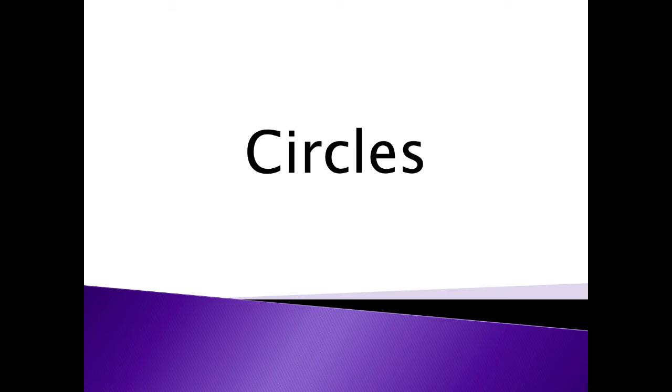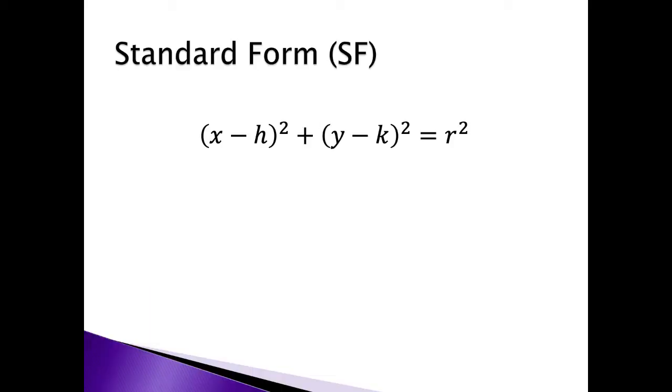Hello. In this video, we are going to be doing circles. First, we have the standard form of a circle, which is (x minus h) squared plus (y minus k) squared equals r squared, where the center is (h, k) and the radius is r.